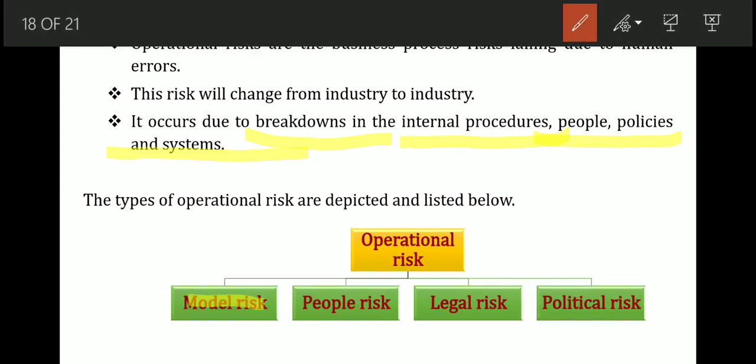Second one is people risk, third one is legal risk, and last one is political risk. So under operational risk we have 4 different types. One is model risk, second one is people risk, third one is legal risk, and last one is political risk. Let me explain one by one.